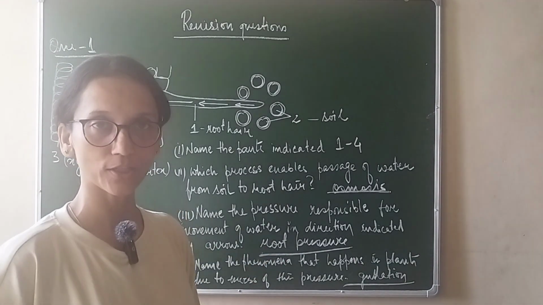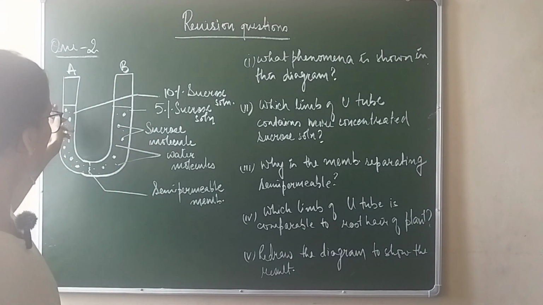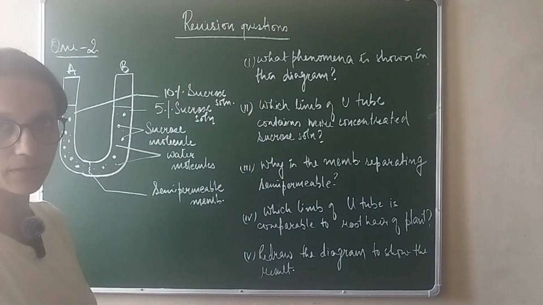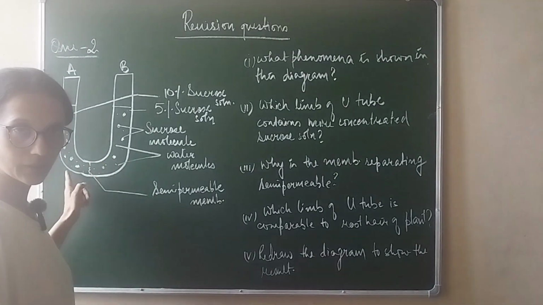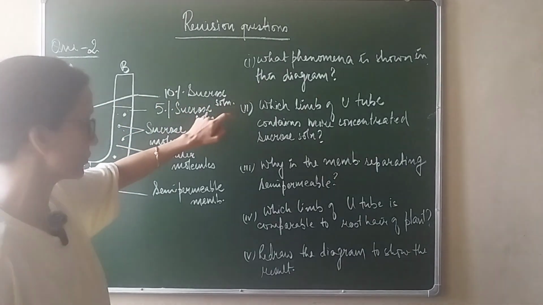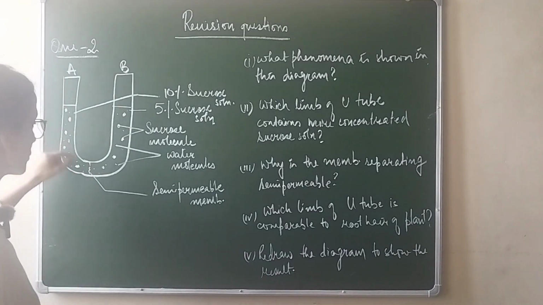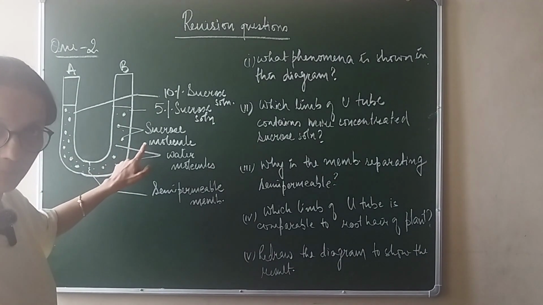Now let's discuss question number 2. Question number 2, we have a setup where we are showing a U-tube where the 2 limbs of the U-tube are separated by a semi-permeable membrane. And there is sucrose solution present in both the limbs. However, there is a difference. In limb A, there is 10% sucrose solution, whereas in limb B, it is 5%, which clearly means that the concentration of sugar molecules is more in limb A compared to limb B.